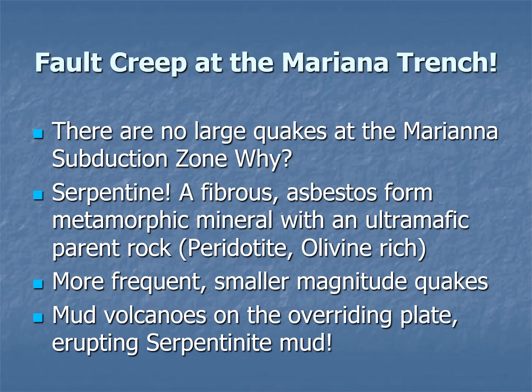Why? Again, it's serpentine, this metamorphic mineral, greenish color, fibrous asbestos-formed mineral. And the parent rock was an ultramafic parent rock, like a peridotite, made with a lot of olivine. So sometimes you just get lucky, and if you have serpentine there at your plate boundary, then you are likely to get fault creep. So they have more frequent but smaller magnitude quakes at the Mariana Trench. And a really interesting thing is this last bullet here. There are mud volcanoes on the overrunning plate erupting serpentinite mud.